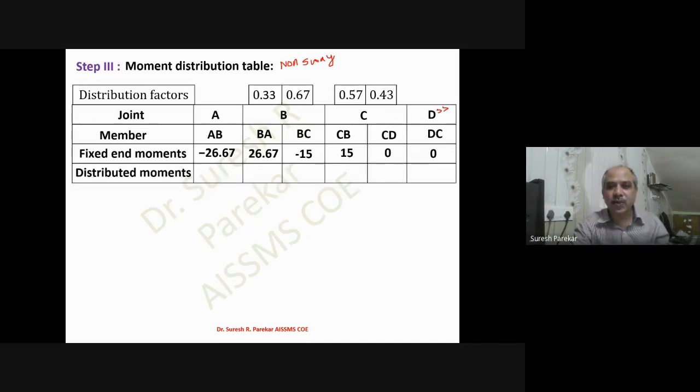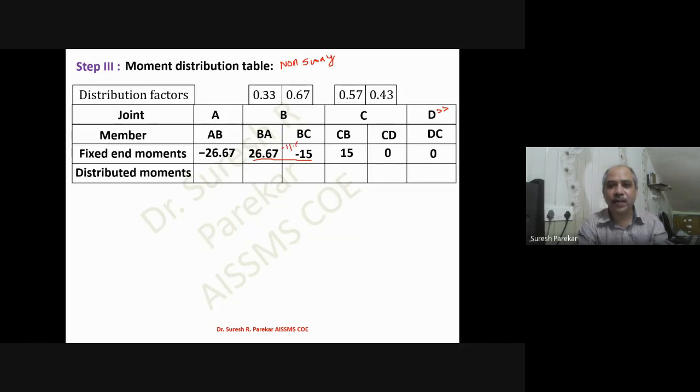Then we have the next step, the distributed moment. Directly we have to go. Now, for the distributed moment, we first go for BA and BC at joint B. So we have minus 15 and 26.167. So we will get 11.67, but that will be the unbalanced moment. If I have to balance it, then I have to go for minus 11.67.